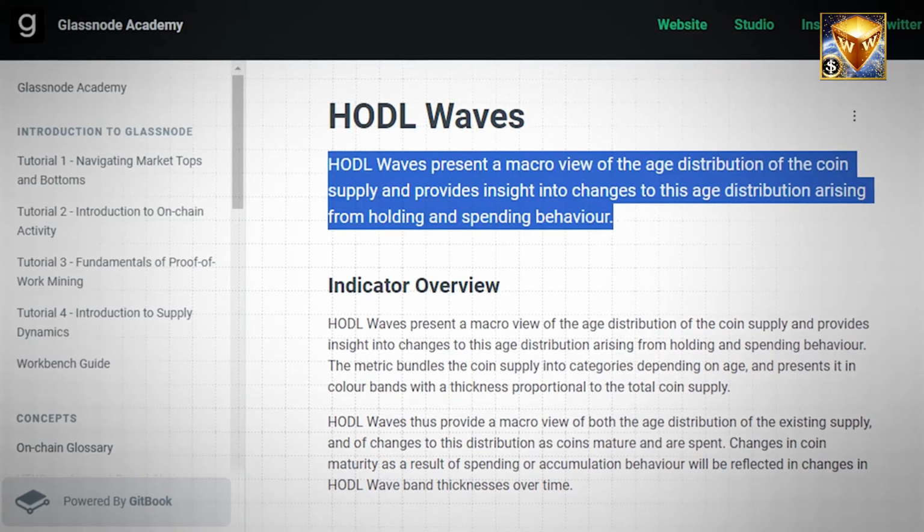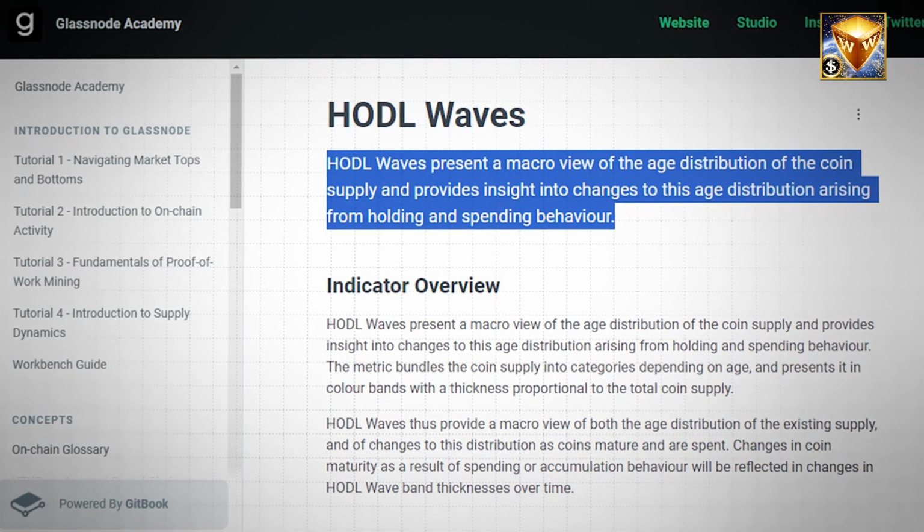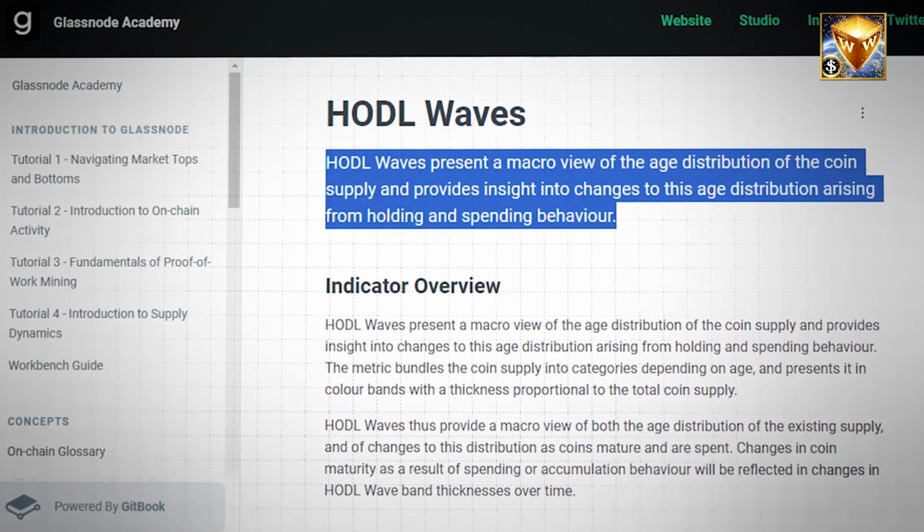Okay, let's move away from the mining current and ride the HODL waves. So, HODL waves are a really useful way to gauge when investors who have been in the game a bit longer believe the markets have hit a high point.